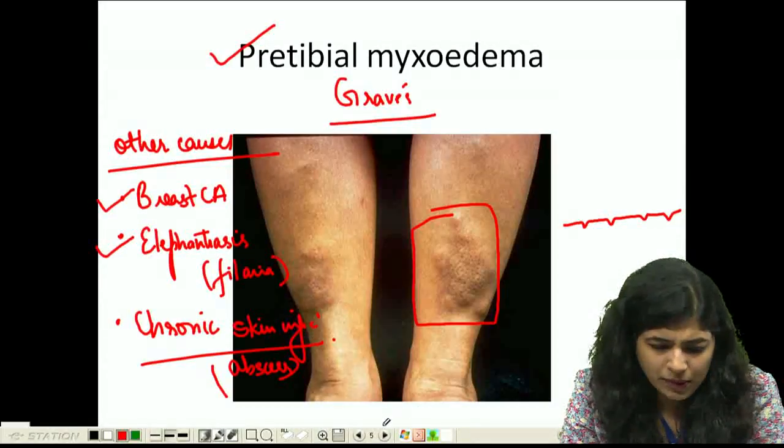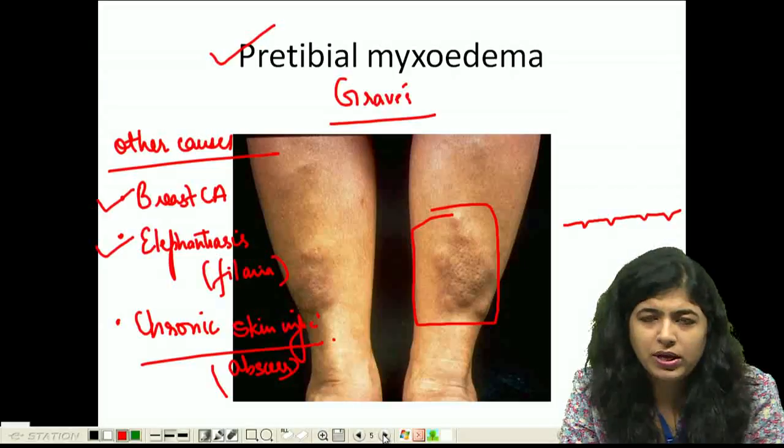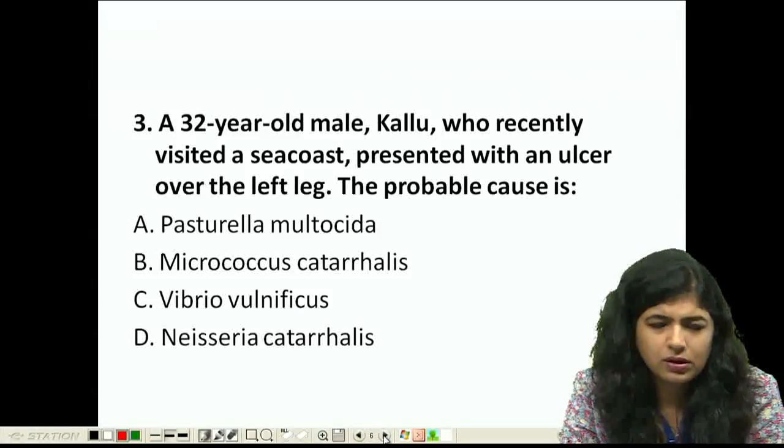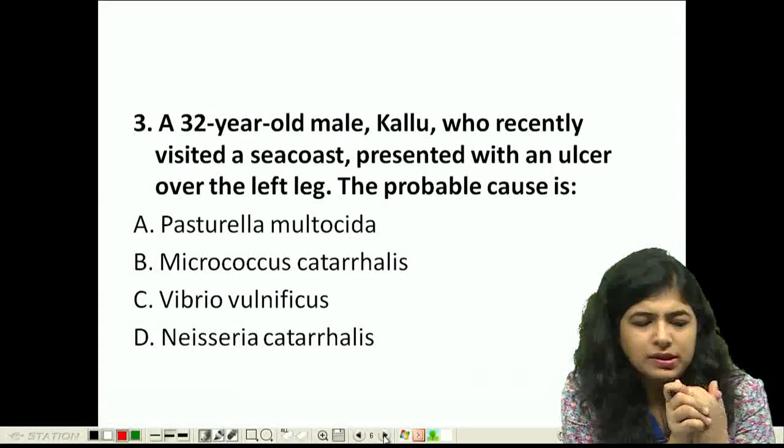Please remember. Do not confuse it with myxedema of hypothyroidism. This is pre-tibial myxedema of Graves' disease. Right? Clear to everyone? Good. So we move on to the next question from here. What is the next question?